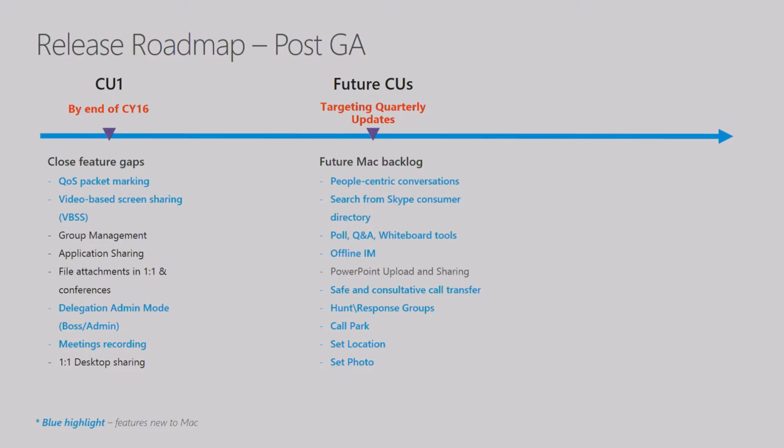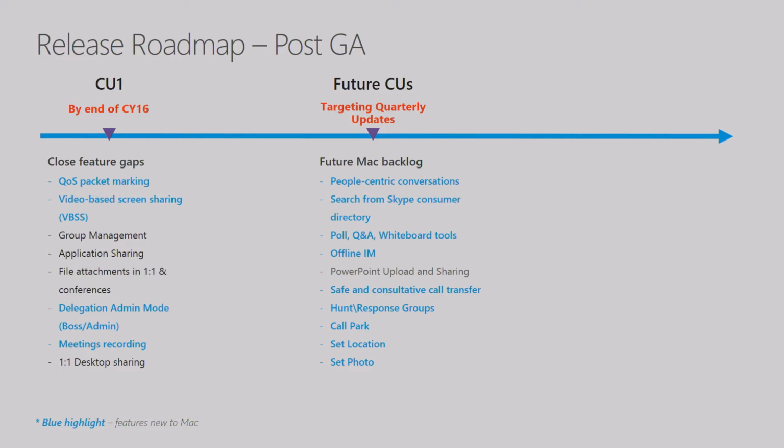And then the next slide, we're going to go into some of the stuff that's on the release roadmap. I have a detailed slide in the deck that shows each individual feature, but I didn't want to go into each one here. I wanted to highlight the features that you came to us with and said these are our features that need to be somewhat prioritized post GA. So the first one is QoS packet marking. A lot of customers have asked how do we do QoS for the new Mac client. It'll be on the top of the priority list by end of calendar year 16.